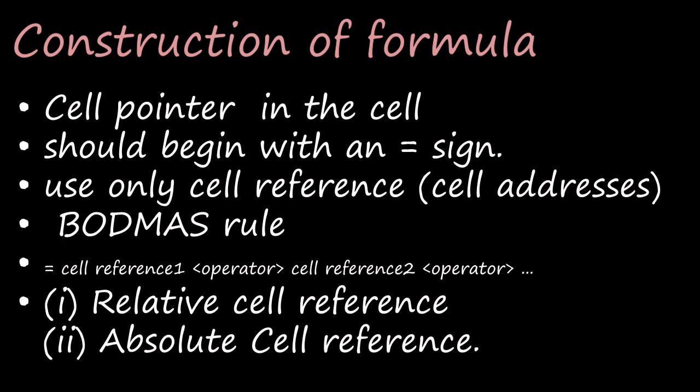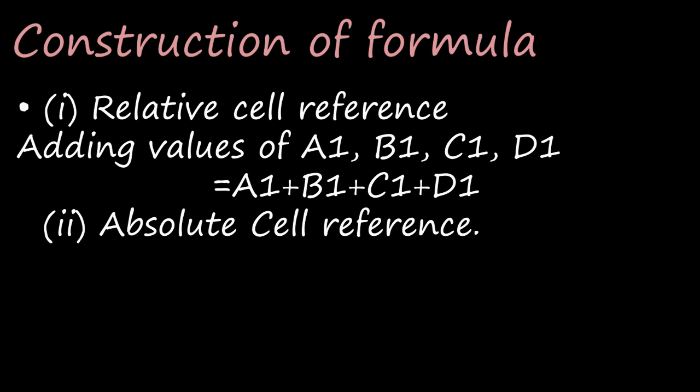Cell reference is of two types. The first one is relative cell reference, and the next one is absolute cell reference. If you refer to a cell address directly while constructing a formula, we say it is a relative cell reference. That means when you are writing a formula, you just write the address. If you see this example, you'll get the clear idea. Adding values of A1, B1, C1, D1. That means here you are giving equal to A1 plus B1 plus C1 plus D1. That is a relative cell reference. The same way for addition, subtraction, multiplication and average also.